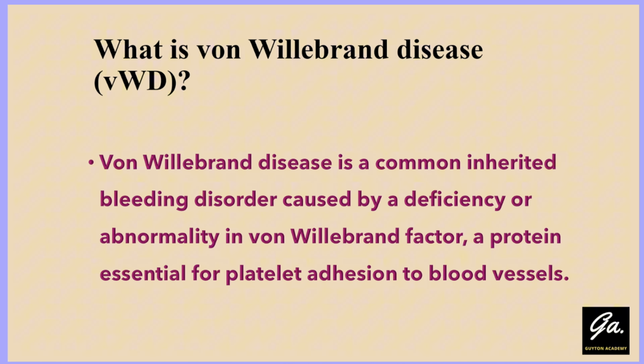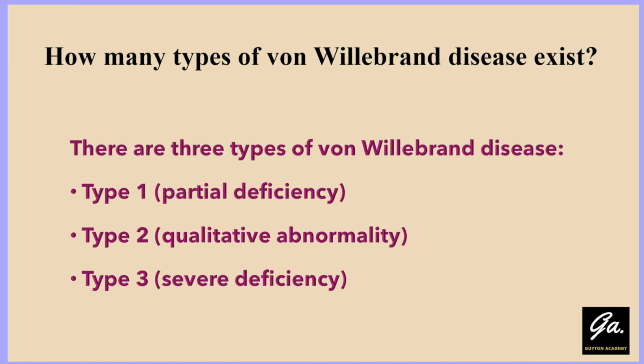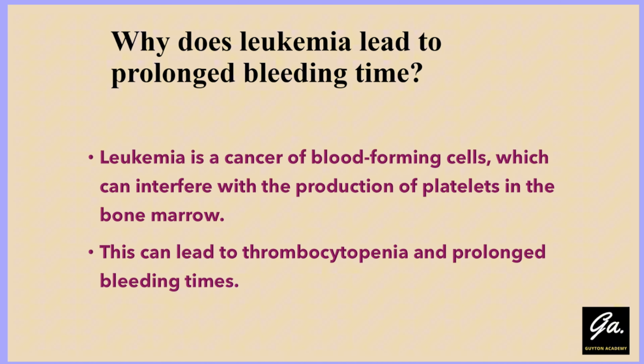What is von Willebrand disease? Von Willebrand disease is a common inherited bleeding disorder caused by deficiency or abnormality in von Willebrand factor, a protein essential for platelet adhesion to blood vessel. How many types of von Willebrand disease exist? There are three types: Type 1, Type 2 and Type 3. Type 1 is partial deficiency, Type 2 is qualitative abnormality, and Type 3 is severe deficiency of von Willebrand factor.